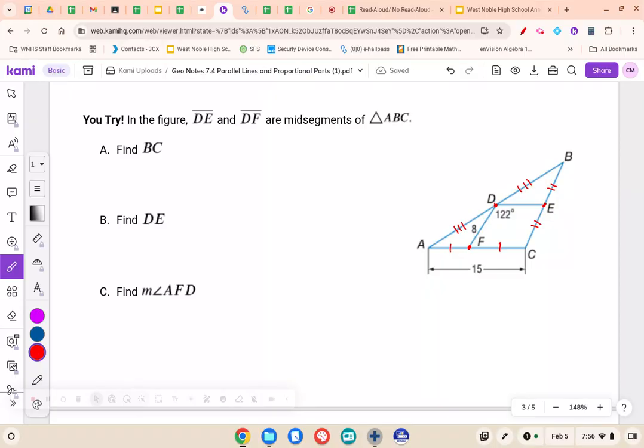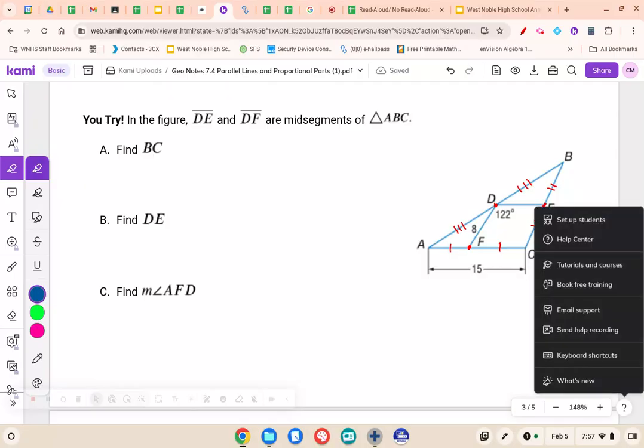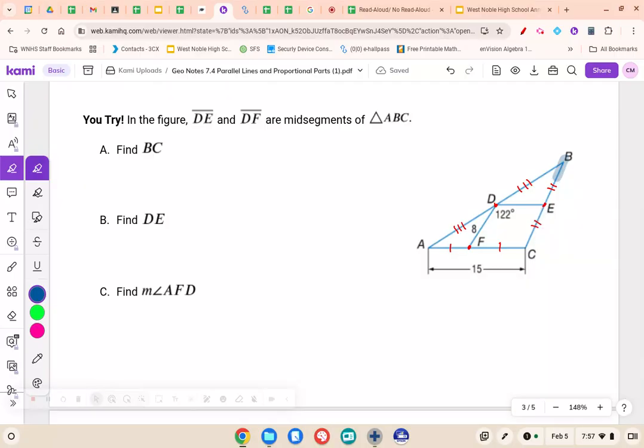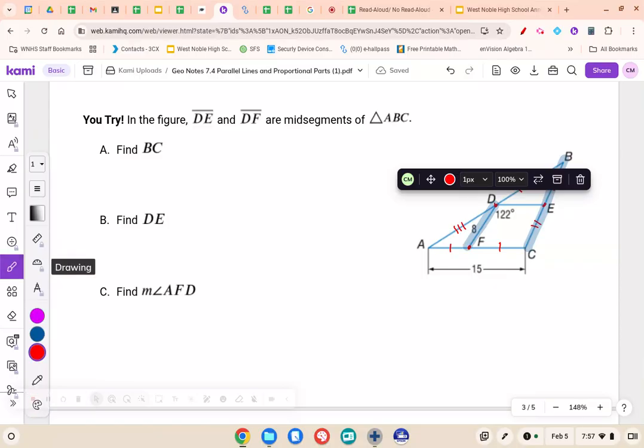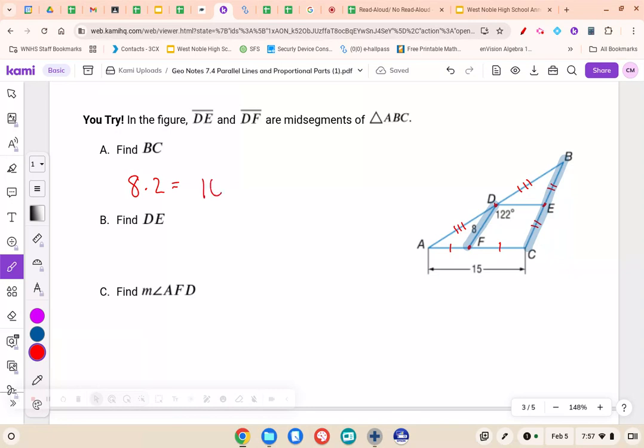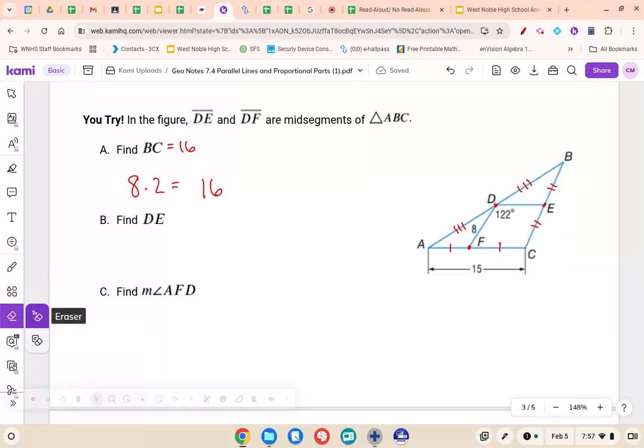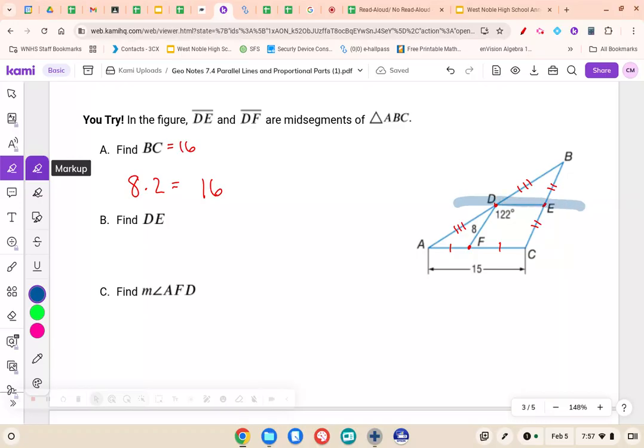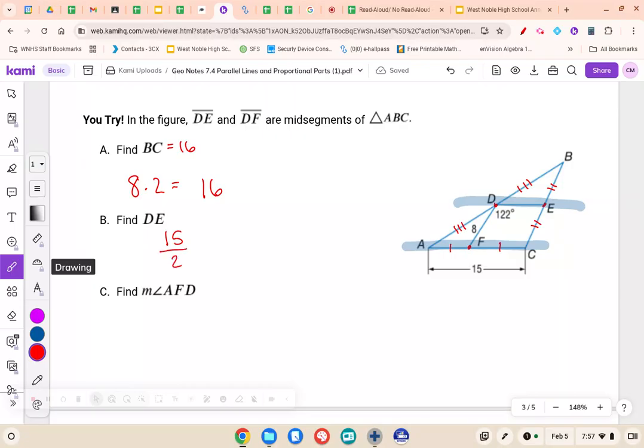We also know that we have some parallels because they are midsegments, and that the midsegment is half the size of the outer. So if I'm trying to find BC here, I know DF is 8, so I just multiply this by 2. It's fairly easy math. Nothing crazy is going on in these problems. If I switch my focus to DE, I know it is half of the longer segment. So we just divide by 2, which is 7.5.